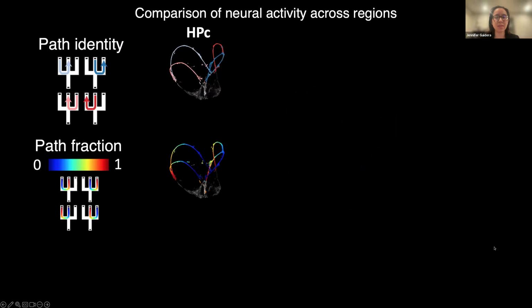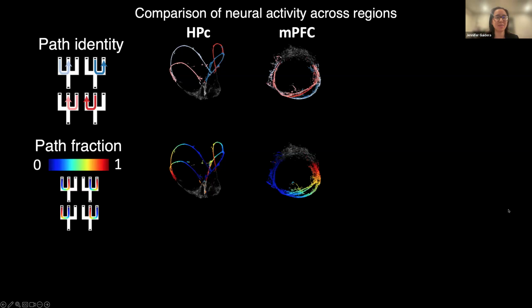And if we do this, we see consistent evolutions of activity across passes down each path. So together, these visuals suggest a primarily route-based code for the task in hippocampus, with stereotyped neural sequences unfolding along each of the 4 different paths. What do we see in the prefrontal cortex? We see a very different organization.